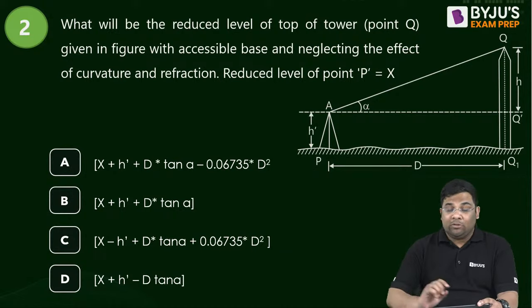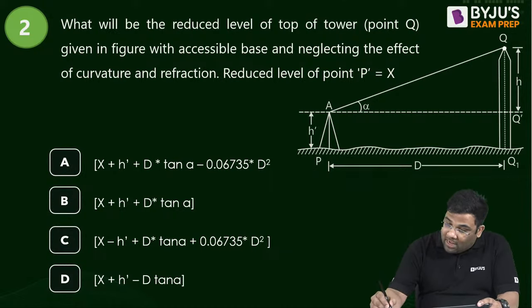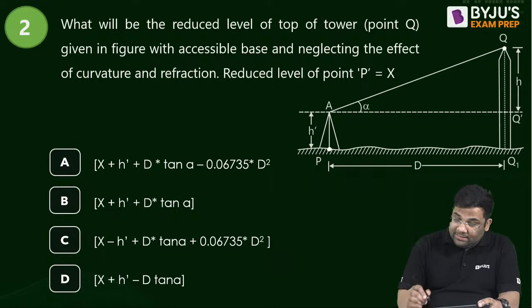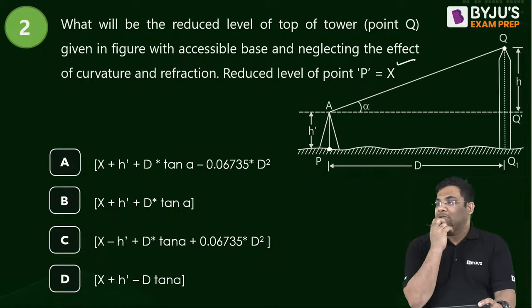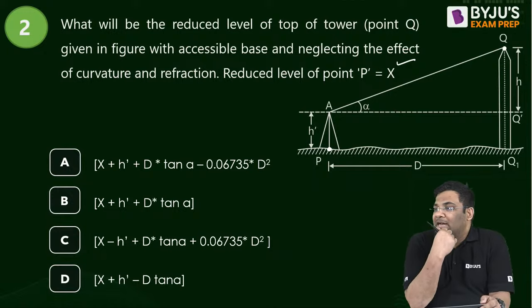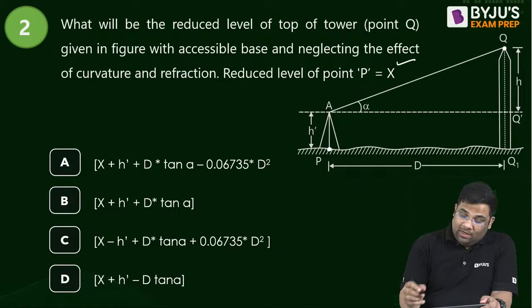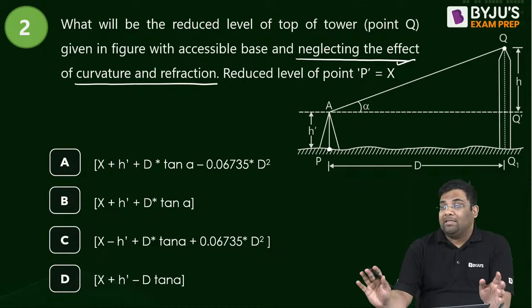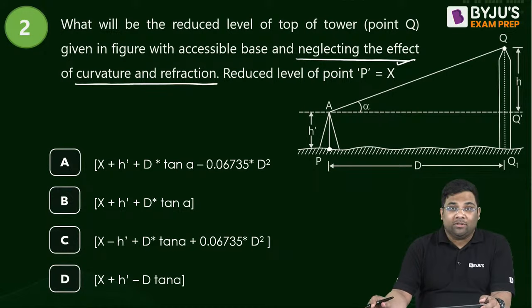What will be the reduced level of the top of a tower Q given in the figure with an accessible base and neglecting the effect of curvature and refraction? The reduced level of point P here is X. So, see the formula and tell me what is the right answer. It is written what? Neglecting the effect of curvature and refraction. So, tell me which is the right answer here, given four options, which is the right answer?